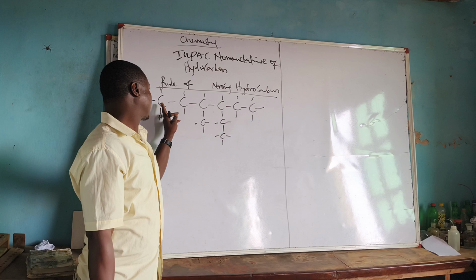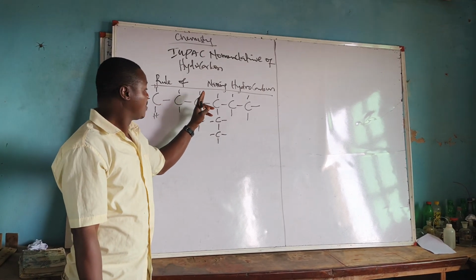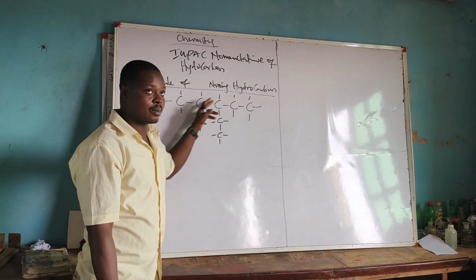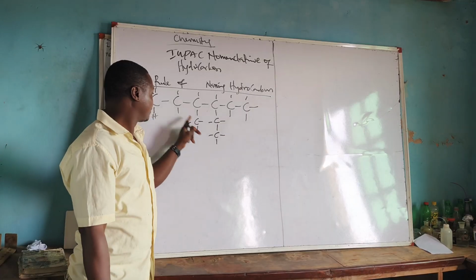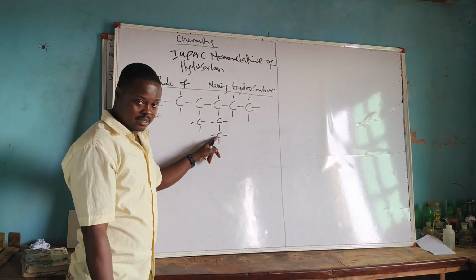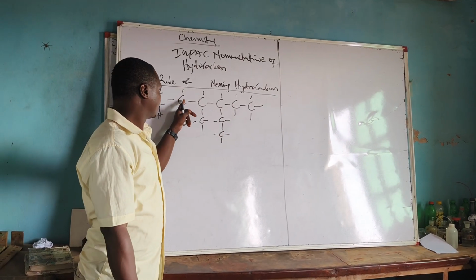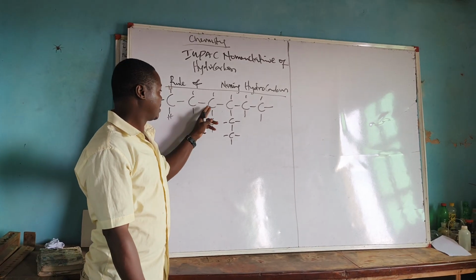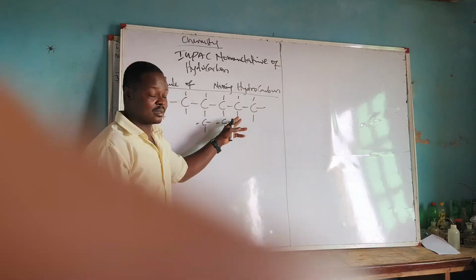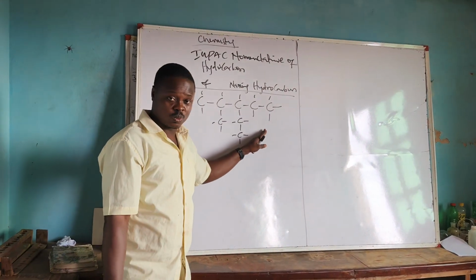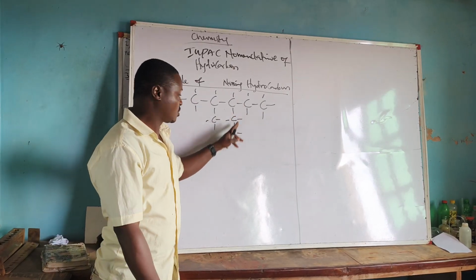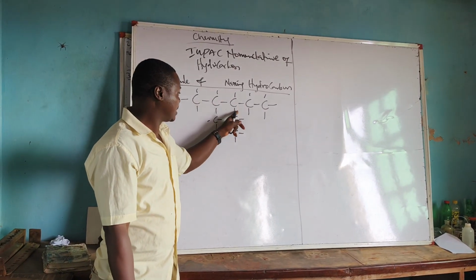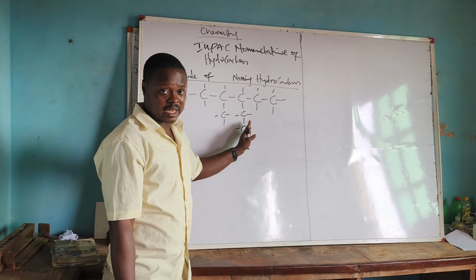So for this straight chain, we have 1, 2, 3, 4, 5, 6. 6 carbons. How about if we go this way? 1, 2, 3, 4, 5, 6. 6 carbons. 1, 2, 3, 4. So this is very short. So we'll go by the longest, which in this case happens to be 6. So that will go this way or we'll go this way. Since if we go this way it is 6, we can choose to go by that or we'll go by the straight chain.